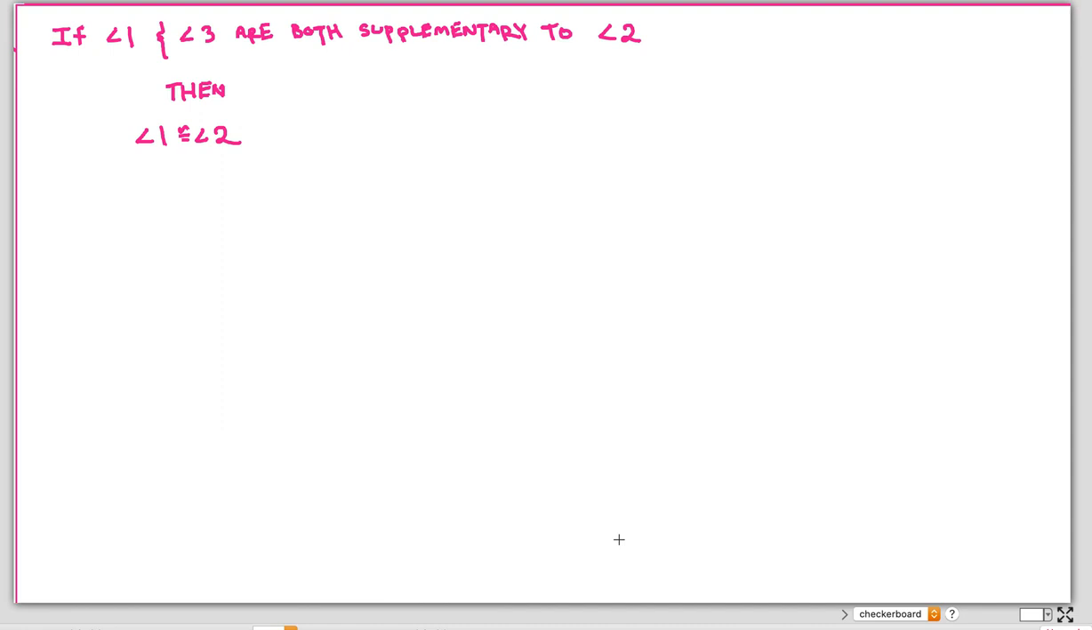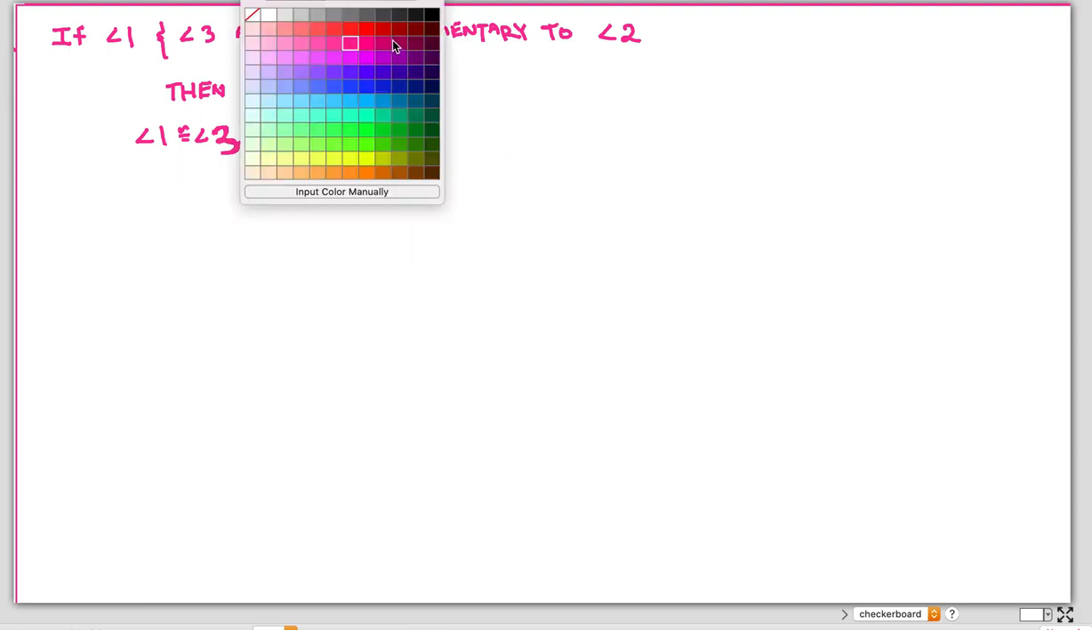Prove the congruent supplements theorem. It's written here. Basically what we have is, if two angles, angle 1 and angle 3, are both supplementary to the same angle, angle 2, then that means that angle 1 and angle 3 are congruent. The picture also says everything.